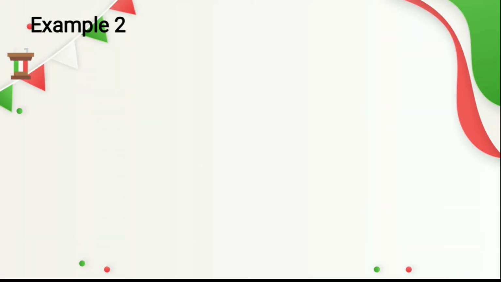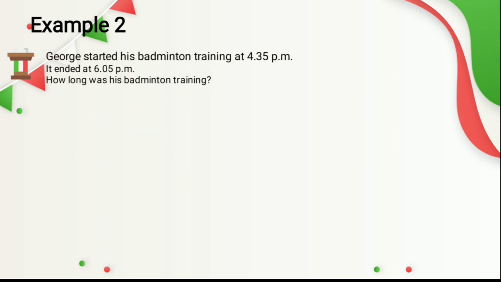Example 2. George started his badminton training at 4:35 p.m. It ended at 6:05 p.m. How long was his badminton training? Answer.